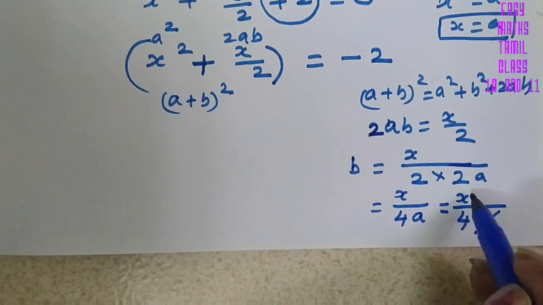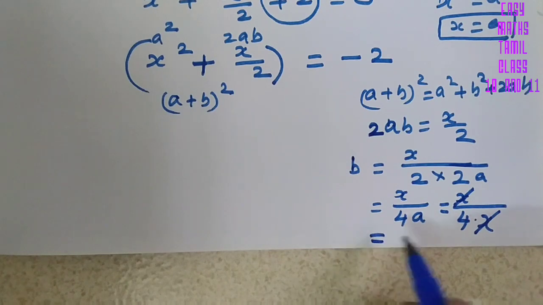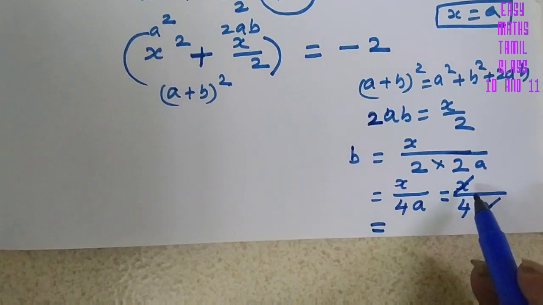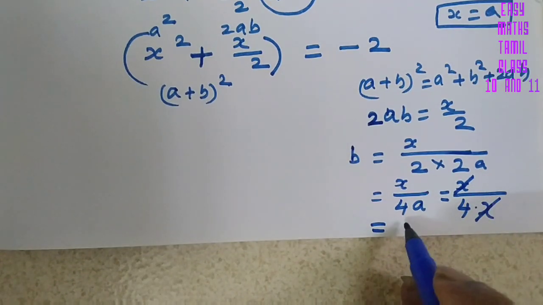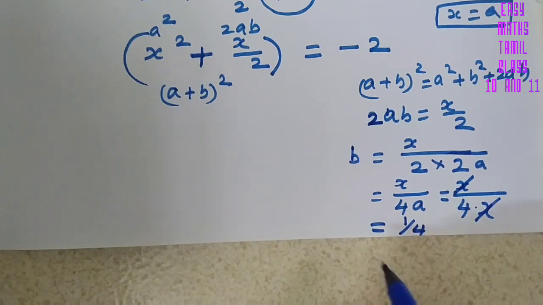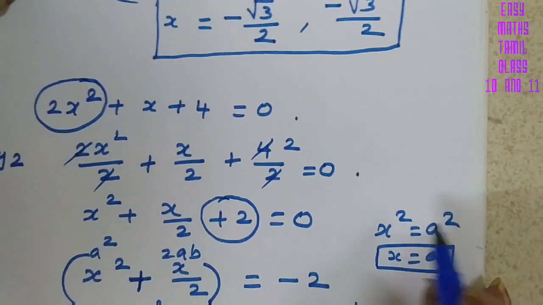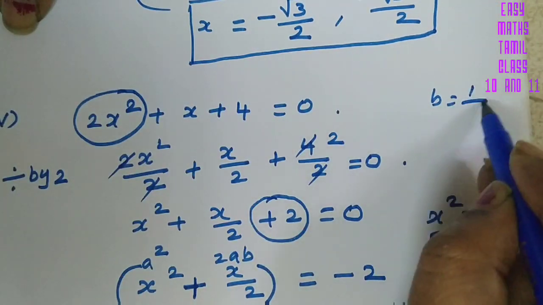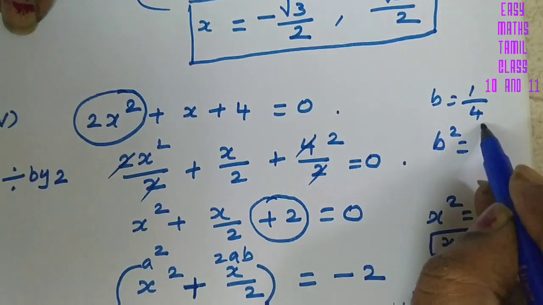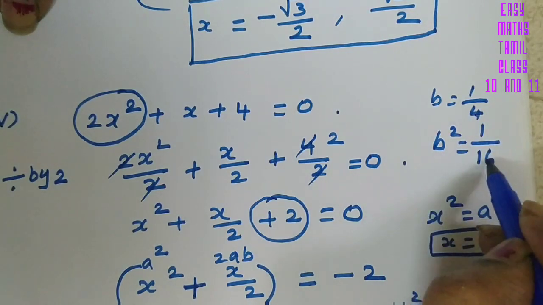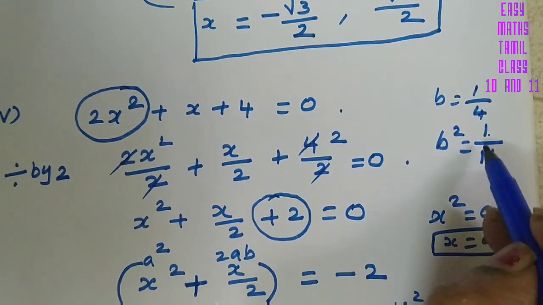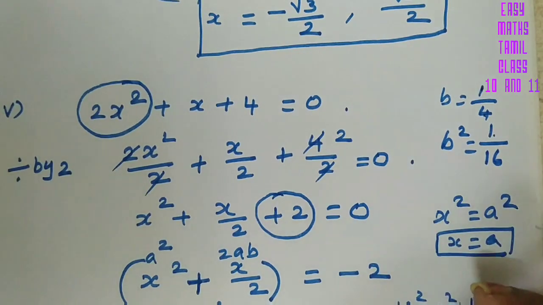So cancel x in the numerator, cancel x in the denominator. So the value is 1 by 4. So the value of b is 1 by 4 and the value of b square is 1 by 4 into 1 by 4. 1 ones are 1, 4 fours are 16. b square value is 1 by 16.